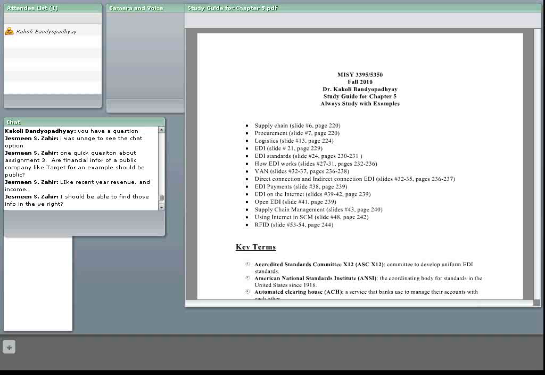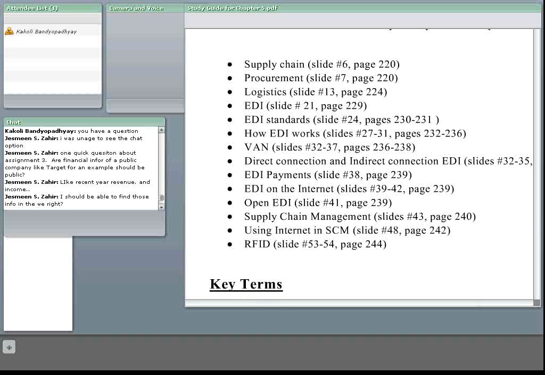Okay. For chapter 5, we have to go over what is supply chain, what is procurement, what is logistics, what is EDI, then EDI standards, how EDI works, value added network, which is called VAN, direct connection and indirect connection EDI, EDI payments, EDI on the internet, open EDI, supply chain management, using internet in supply chain management, and RFID, radio frequency identification devices.